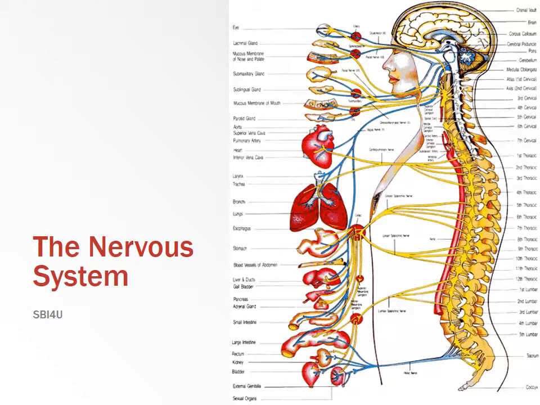Okay, so today we're going to be learning about the nervous system, and we're going to go just a brief overview today about what makes up the nervous system, and then in the next few days we'll get more in depth about how it all actually works.